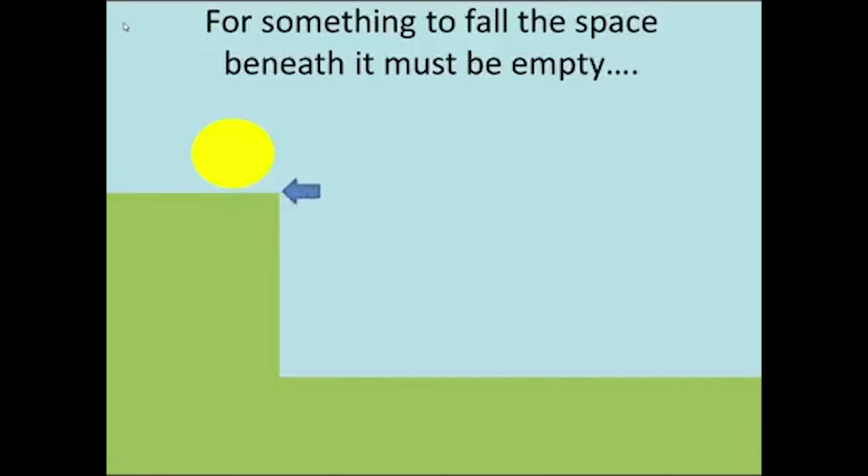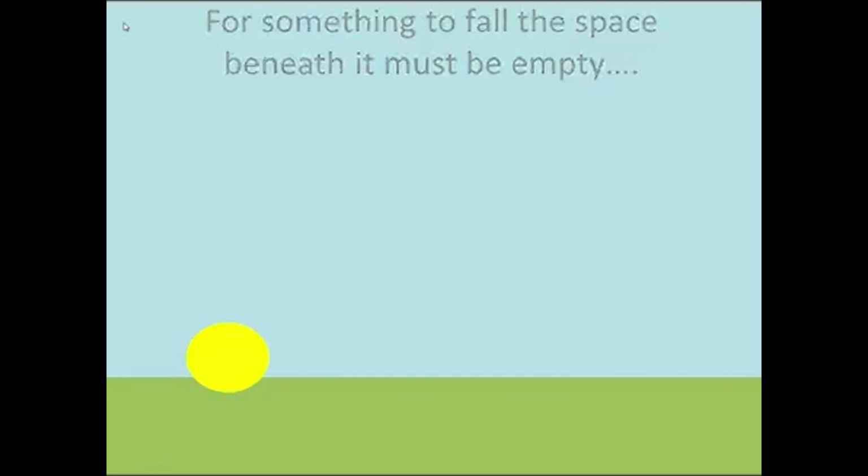So for something to fall, the space beneath the player must be empty. So we can see our character here on the edge of the ledge. If they were to jump up now, they wouldn't be able to fall any further down because they've got the green ledge beneath them. If, however, there's nothing beneath the player's object, so the space beneath the object is empty, then gravity will take over and the object will fall.